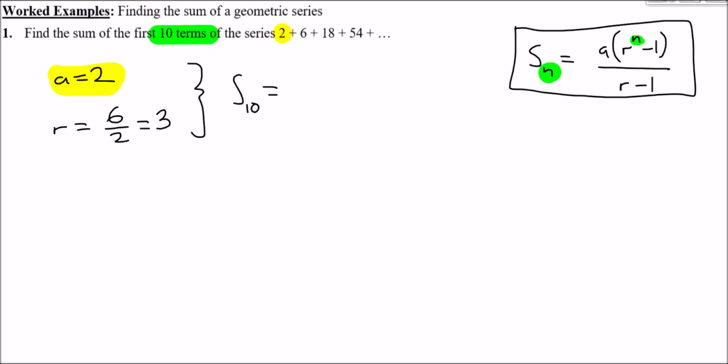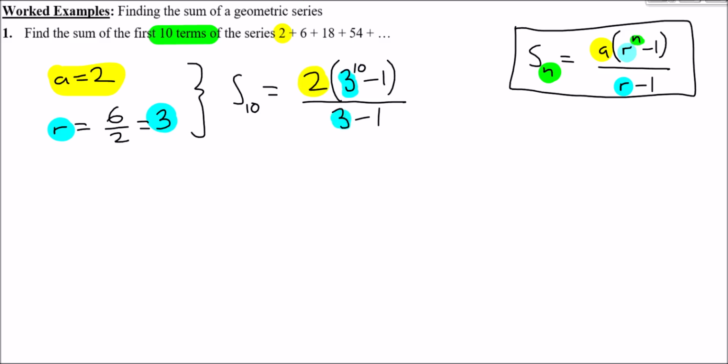So using these two pieces of information, we can then say that S10, for sum of the first 10, is A, which we know is 2, brackets, R. Now we worked out R as well, so R in our case is 3. So that's going to be 3 to the power 10 minus 1, all of which divided by R minus 1, which is 3 minus 1. So all we're doing here is just using the formula and putting the correct values into it. We're not doing anything fancy, we're just using what we proved earlier.